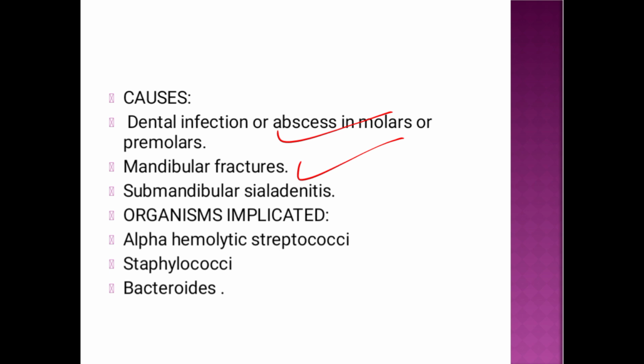Cellulitis. Number one, causes: it can be an abscess in your molars and premolars, a mandibular fracture, or some mandibular cellulitis. Organisms, as we have said, in cellulitis are alpha-hemolytic streptococci, staphylococci, and bacteroides. Both strepto is involved, staphylo is involved, and bacteroides.